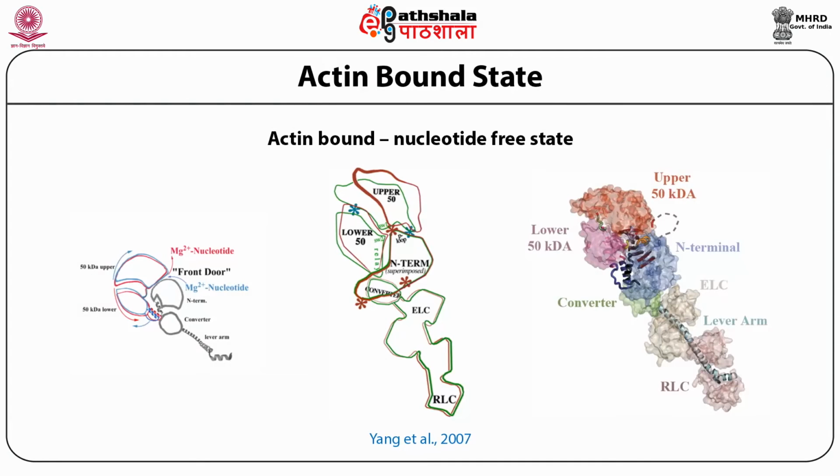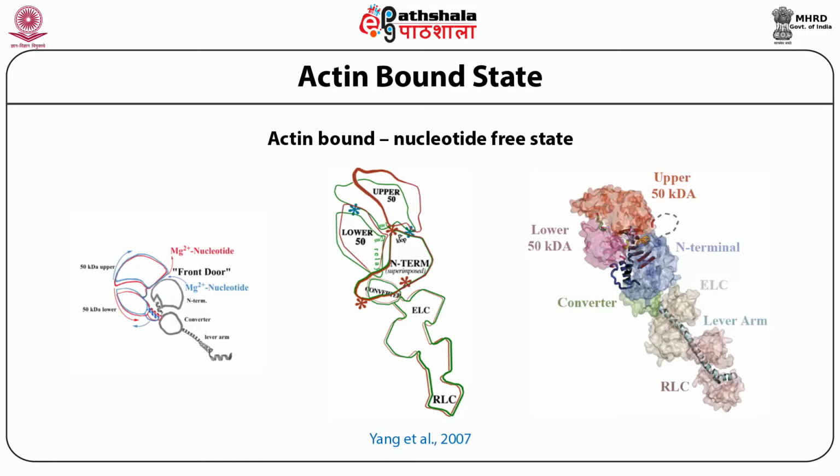Here I am showing you the structure of scallop where it looks like the actin bound state. When the nucleotide is removed, which was earlier determined as a near rigor state, in this structure the cleft between the upper 50 kilodalton domain and lower 50 kilodalton domain is closed, and the nucleotide binding path, the front door between the N-terminal domain and upper 50 kilodalton domain, is more open. So this clearly shows the actin bound state or rigor state.